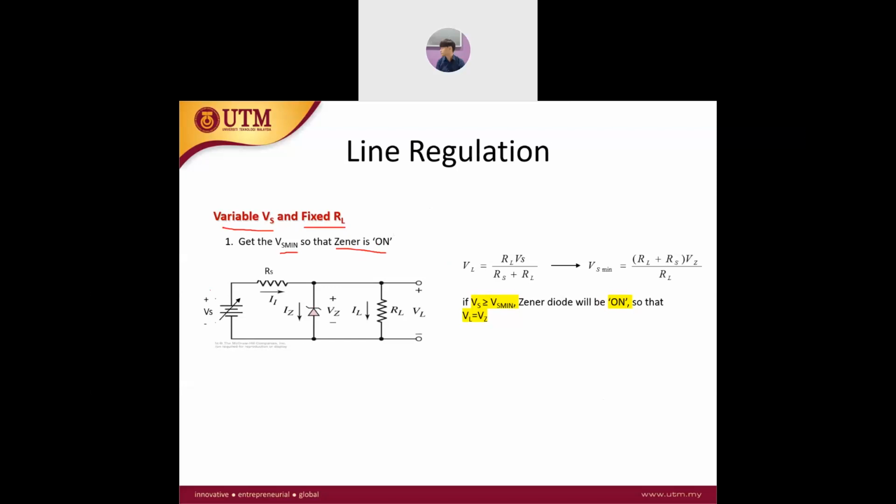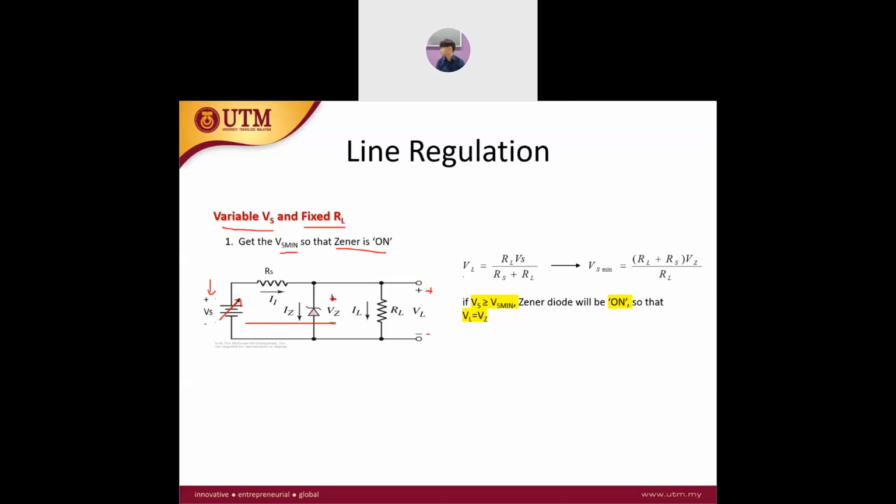So you have this variable source, with this arrow meaning it is variable. We can vary the voltage. After that, we have a current limiting resistor RS with the current I1 passing through it. Then we have the Zener diode, which is in reverse bias compared to our source, with VZ in the breakdown region, positive and negative as shown. Then we have current IZ passing through it. Then we have IL, the load current passing through our load resistor, and we measure VL with the polarity as shown.